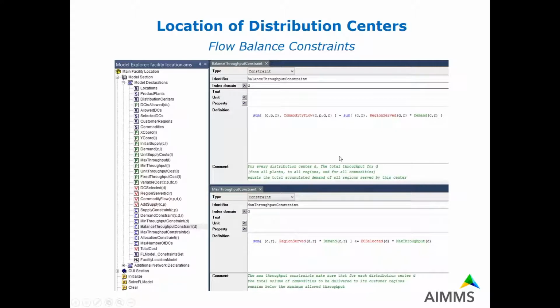Of course, other constraints are flow balance constraints. So for example, at each distribution center, the incoming flow should equal the outgoing flow. And there are also constraints on the maximum throughput at the distribution center. So if a distribution center is selected, then the amount of flow through that distribution center cannot be more than the maximum throughput capacity.